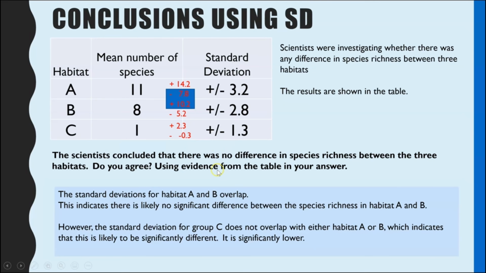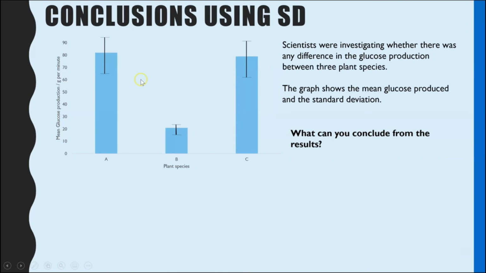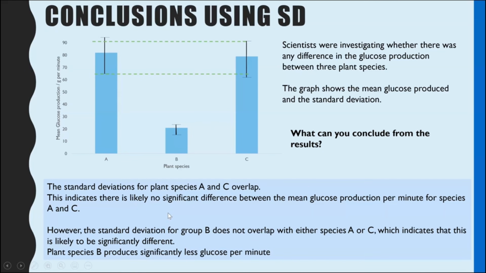So you could either get, as we said, the type of question where you're comparing on a table, which is more challenging because it's harder to visualize, or you could have it on a graph, but each time state all of the options where there is an overlap, all of the times where there is not, and then you're stating what that shows you.